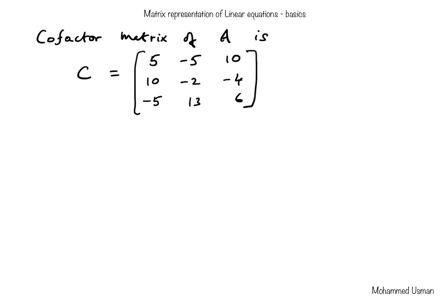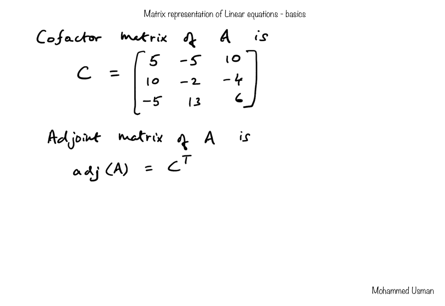Next, we can find the adjoint of A. The adjoint matrix of A, we simply write as adjoint of A is equal to the transpose of C. So that means we have the cofactor matrix here. We need to interchange the rows and columns. So the first row, 5, -5, 10, we'll write it as a column. So that would give us 5, -5, 10. Similarly, the second row becomes the second column, which will be 10, -2, -4. And the third row becomes the third column, which is -5, 13, and 6. So that's our adjoint matrix of A.